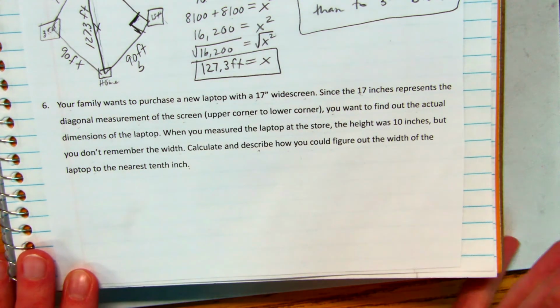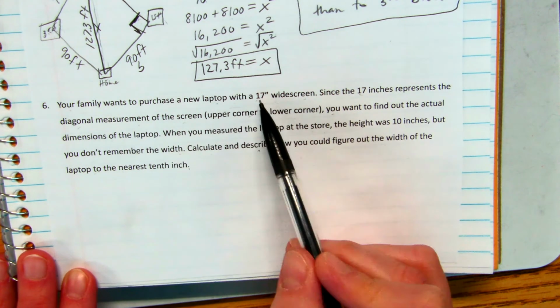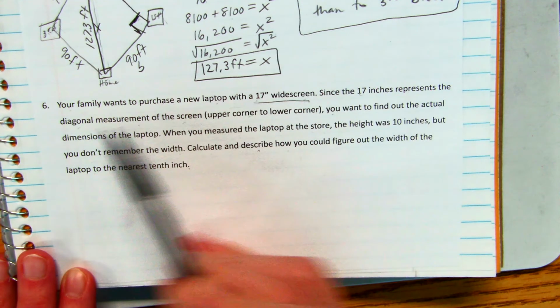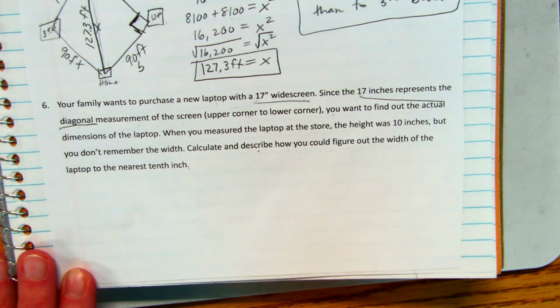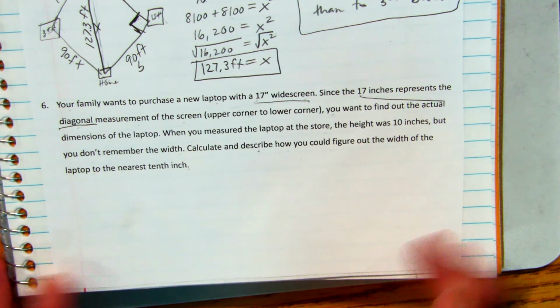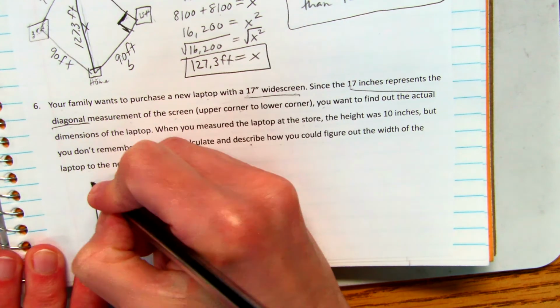Okay, that's very complicated. Let's just go back to the beginning. Your family wants to purchase a new laptop with a 17-inch widescreen. Okay, we know that. The 17 inches represents the diagonal. I don't know if you guys realize this, but when you purchase a TV or a tablet or a laptop or you're getting a screen for a desktop, when you see those measurements, it's always the diagonal.